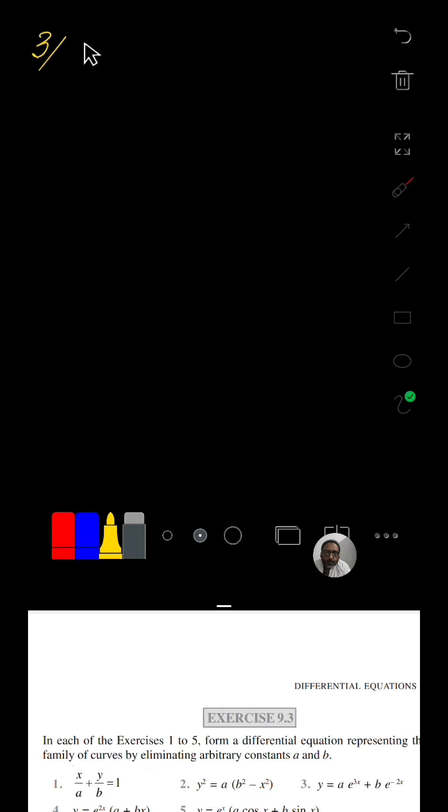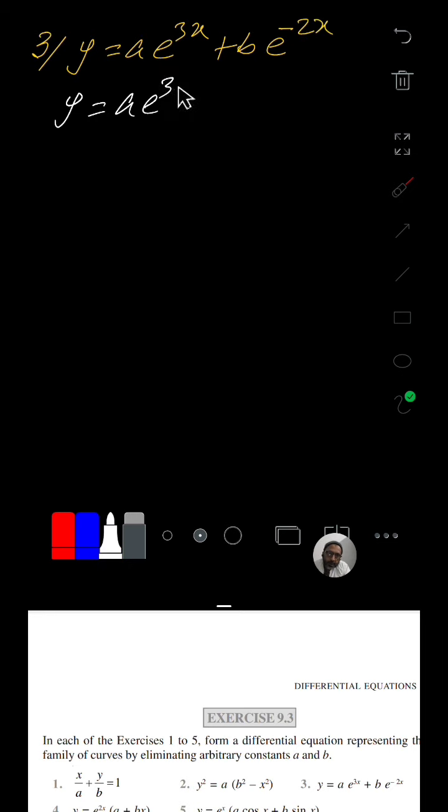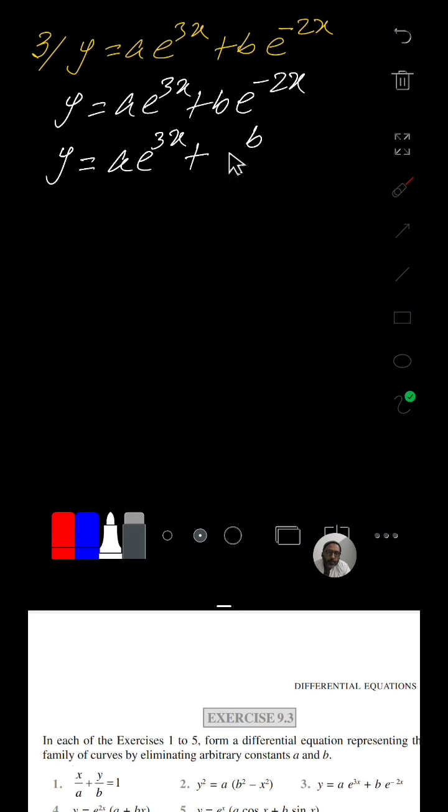Now third sum, given solution is y is equal to a e raised to the power 3x plus b e raised to the power minus 2x. We may write it as y equals a e raised to the power 3x plus b upon e raised to the power 2x. Because the exponent was negative, we bring it to the denominator to make it positive.